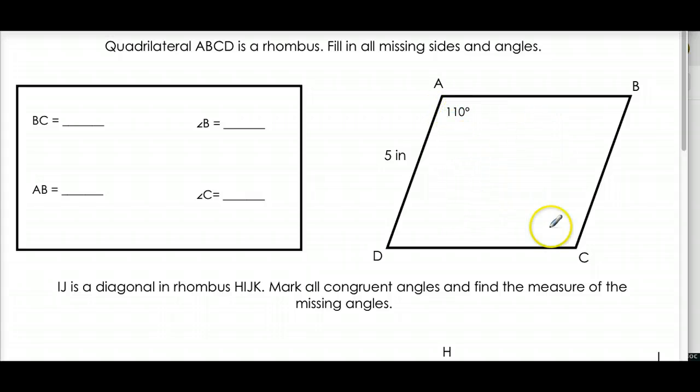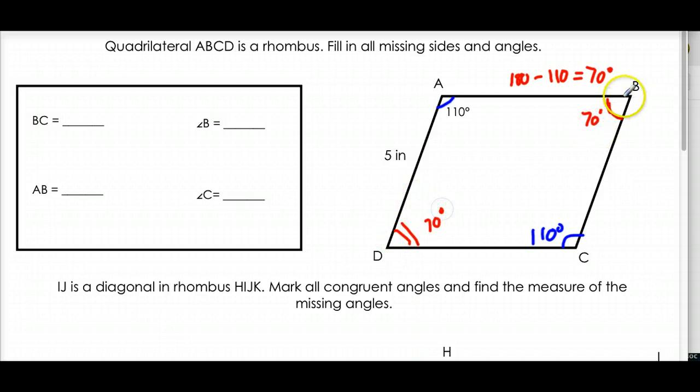If you remember last time, we know opposite angles are congruent, and since this is a parallelogram, we can say that this is 110 degrees, because opposite angles are congruent. And then we know adjacent angles are supplementary. So to find this angle over here, we just do 180 minus 110, and that gives us 70 degrees, which is this angle. And once again, opposite angles are congruent. Good.